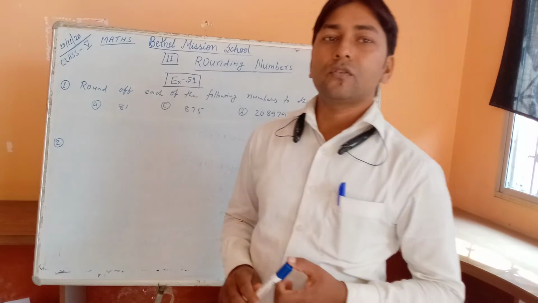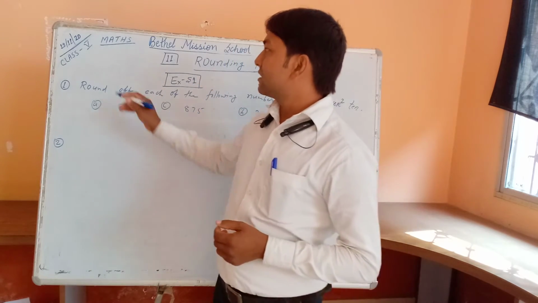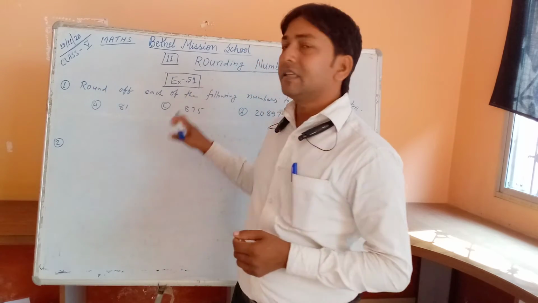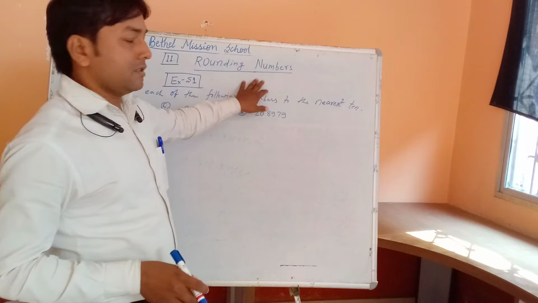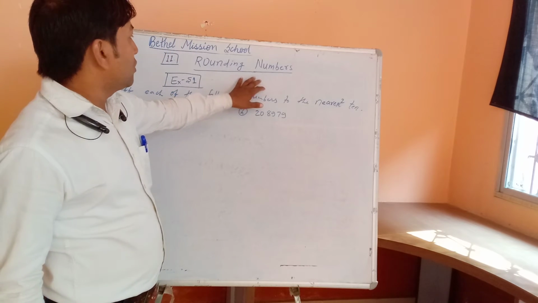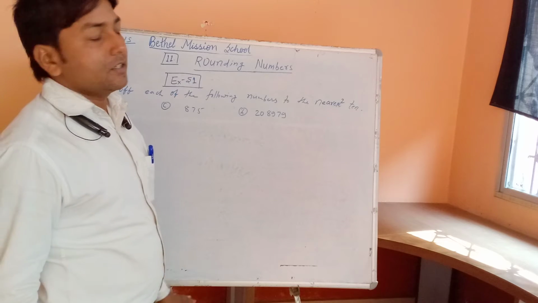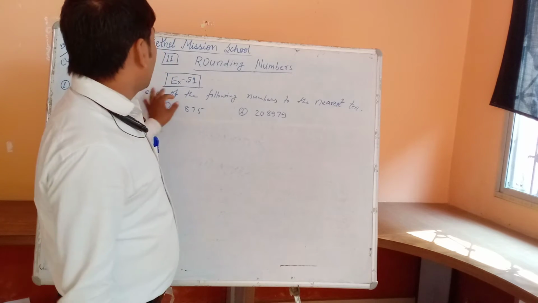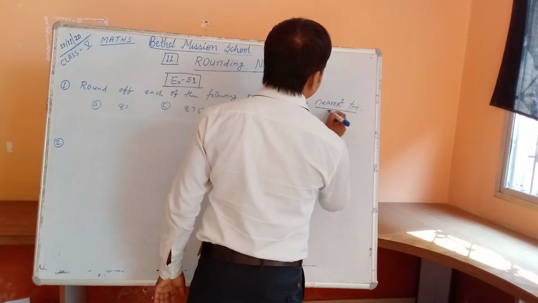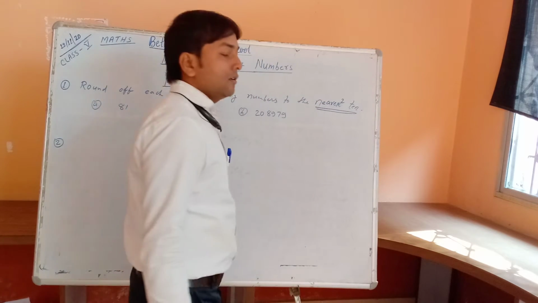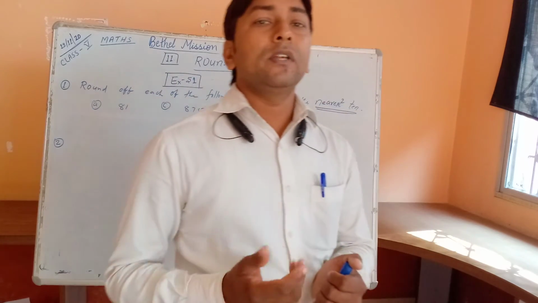Today I am going to solve maths of class 5. Okay, it is a new chapter, rounding numbers. So rounding numbers in exercise 5.1. Here you will learn to round off each of the following numbers to the nearest 10 or nearest 100 or nearest 1000 or 10,000.